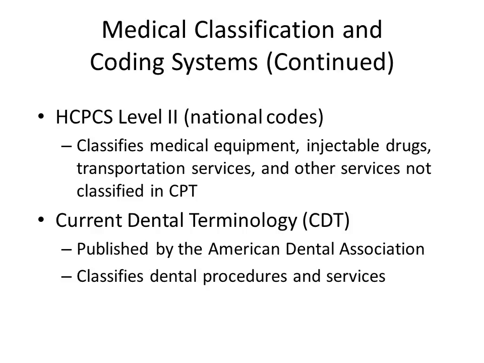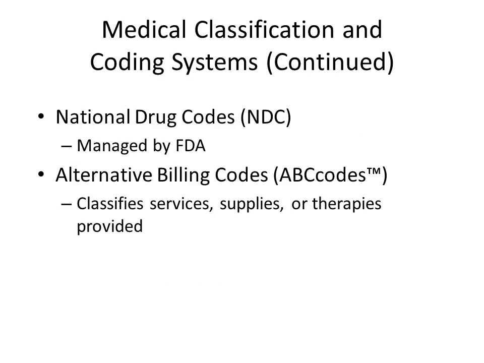You have the HCPCS. Those are your Level 2 national codes. This is the coding system that classifies medical equipment, injections and drugs, transportation services, and any other services that are not already classified in the CPT, the Current Procedural Terminology manual. And of course, I've already mentioned the CDT, which classifies dental procedures and services. Then you have your NDC, the National Drug Code manual. That manual is managed by the FDA, the Food and Drug Administration.